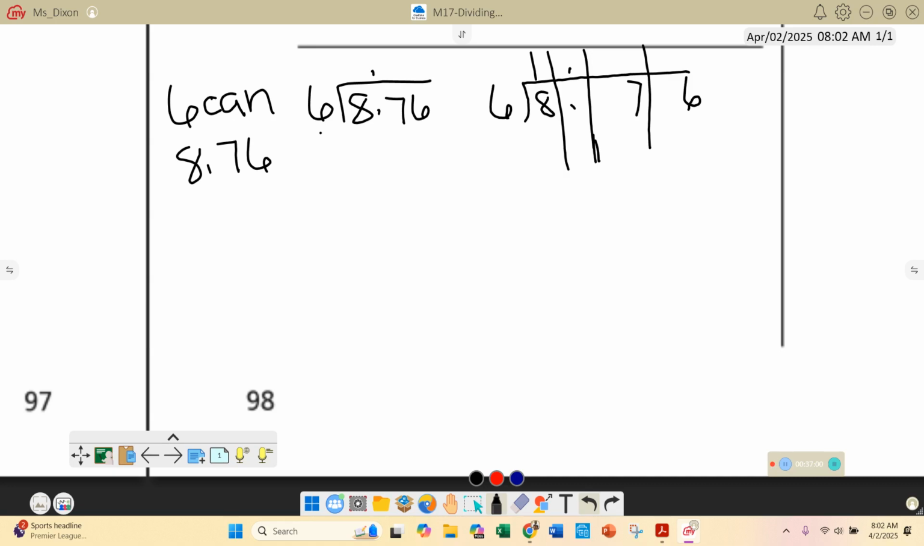One time. 1 times 6 is 6. Subtract, and I get 2. The decimal will stay where it is, and I'm going to bring the 2 up to the 7. How many times can I take 6 out of 27? 4 times. 6 times 4 is 24. Subtract, I get 3. Bring the 3 up to the 6. Whoops, not a 6, a 3.